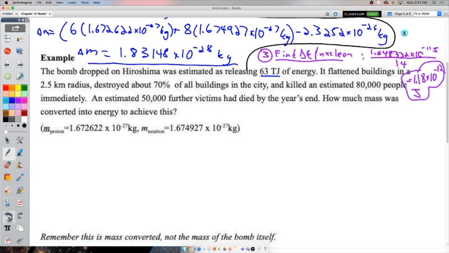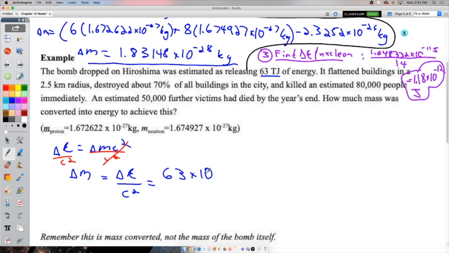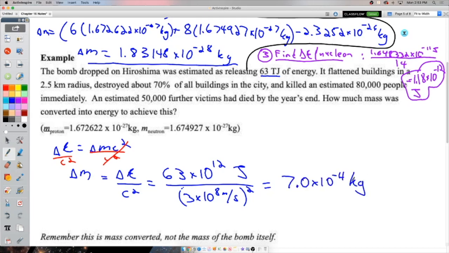Okay, so let's see how much mass it would actually take to produce 63 terajoules of energy. Tera means times 10 to the 12. And so I got 7.0 times 10 to the negative 4 kilograms, or if you'd rather, just 0.7 grams. So this is the mass that was converted to energy. It's not the mass of the bomb itself, but this is the amount of energy that can be released by just such a tiny amount of mass, right?